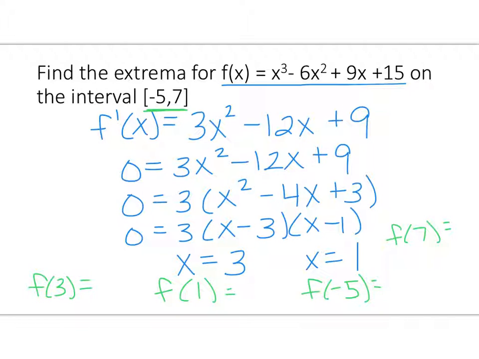Okay, so when we do our calculations, f of 3, I plug 3 in, so I have 3 cubed minus 6 times 3 squared plus 9 times 3 plus 15. I do my work. It turns out that f of 3 equals 15. When I plug in f of 1, I have 1 cubed minus 6 times 1 squared plus 9 times 1 plus 15. I get 19.